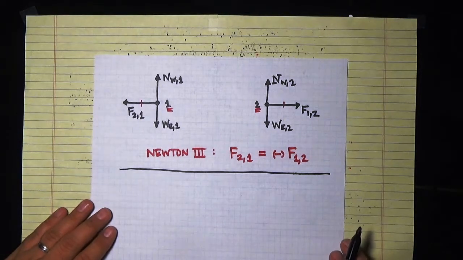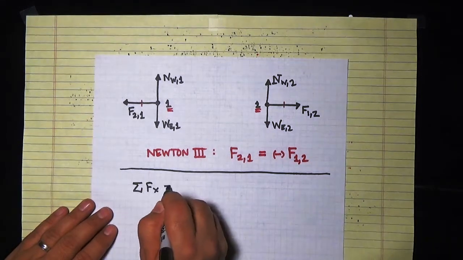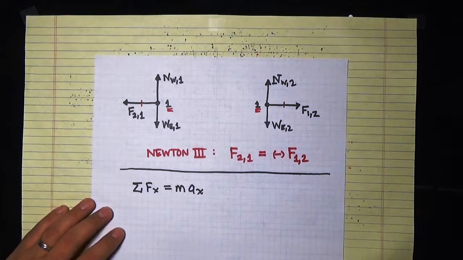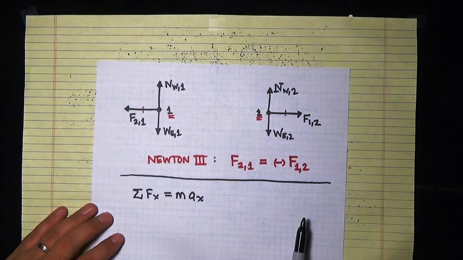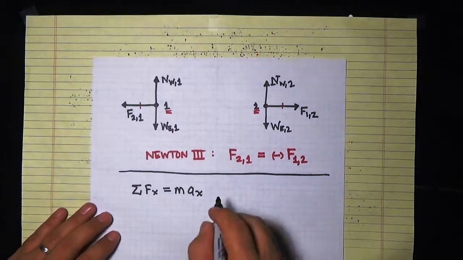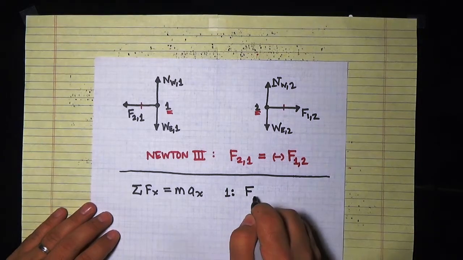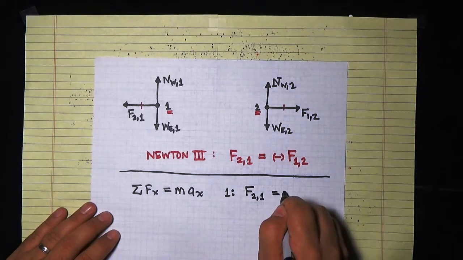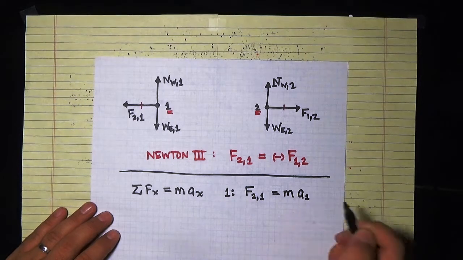And indeed, what we know is that Newton's second law says that the sum of the forces in the x direction better be equal to the mass times the acceleration in the x direction. Well, if I look at my free body diagrams, what I see is that there's only one force pointing in the horizontal direction for each of these two canoes. And so for canoe 1, I can write that the force that canoe 2 exerts on canoe 1 is equal to the mass times the acceleration that canoe 1 experiences in the x direction.